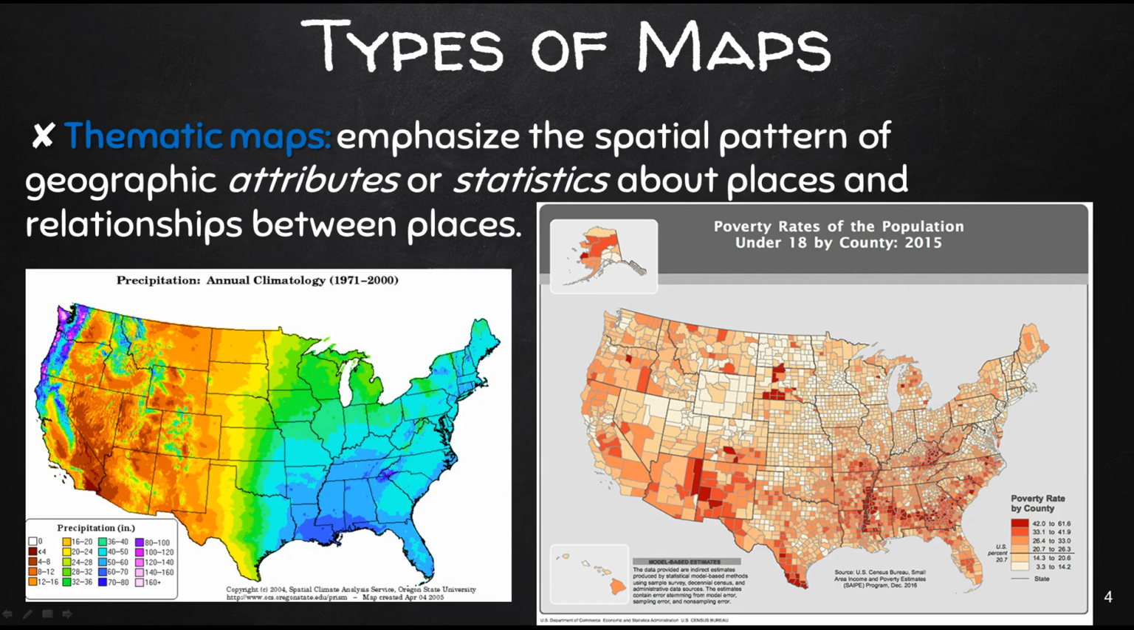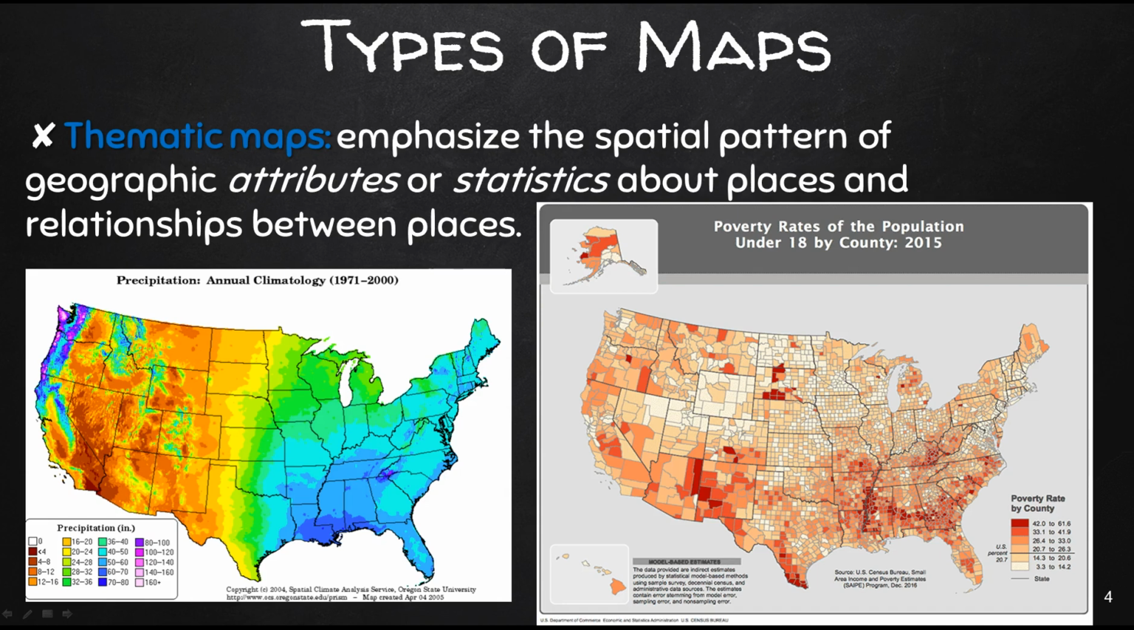Thematic maps, on the other hand, emphasize the spatial pattern of geographic attributes or statistics about places and relationships between places. For example, while a reference map might show the location of cities, a thematic map might also represent the population of those cities. A reference map might show bank locations, while a thematic map shows the average income in an area. It's the difference between mapping places and mapping data.